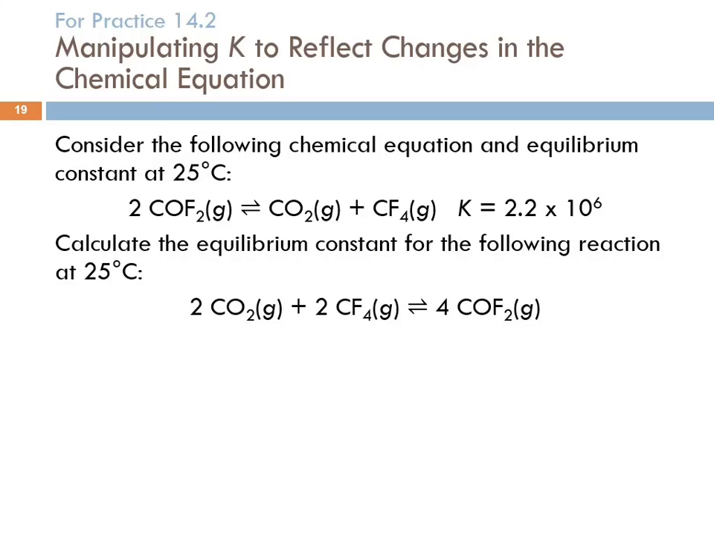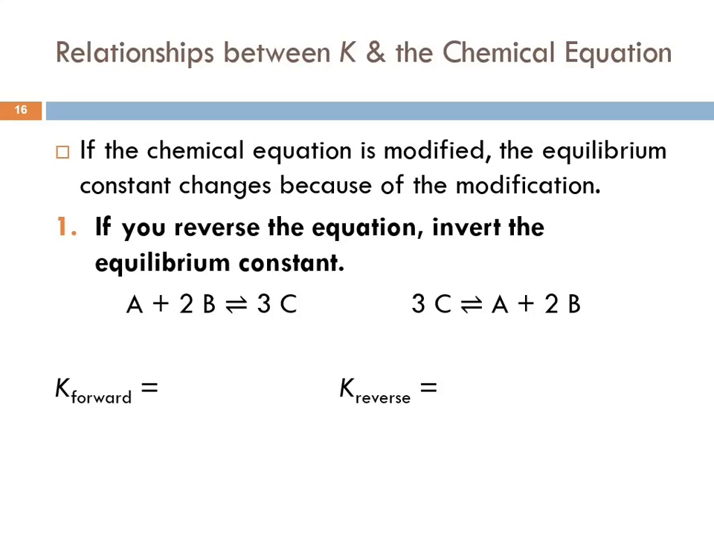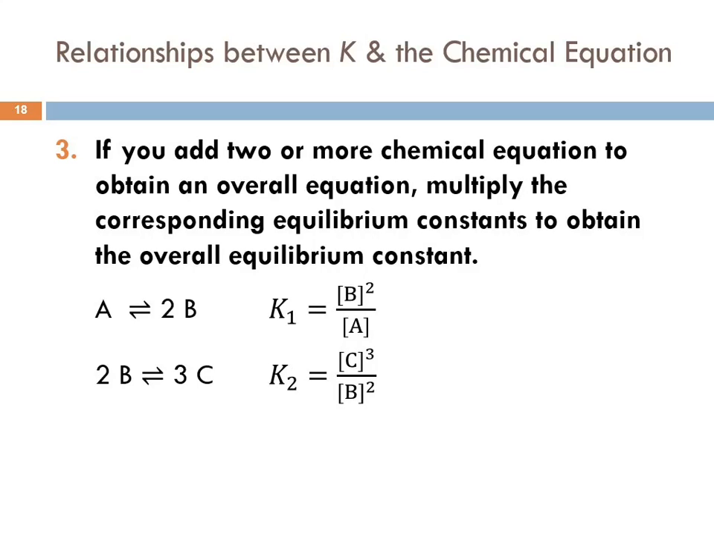You might say, well, why don't we just divide all the coefficients by 2? But the question wants this, and so we have to do that. So then what we have to do is we have to remember these 3 situations. If you reverse the equation, you invert the equilibrium constant. And we did the math to show why that's true. If you multiply the coefficients by a factor, you raise the equilibrium constant to the same factor. So in this example, we multiplied all the coefficients by 2. So that means we need to square the equilibrium constant. And if you add 2 equations, you can multiply the constants.